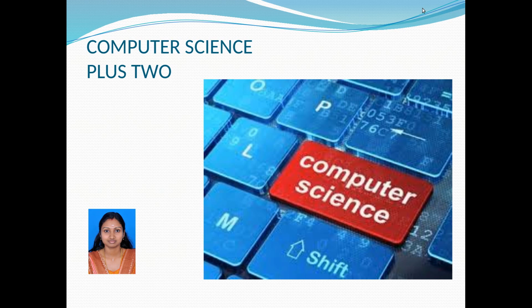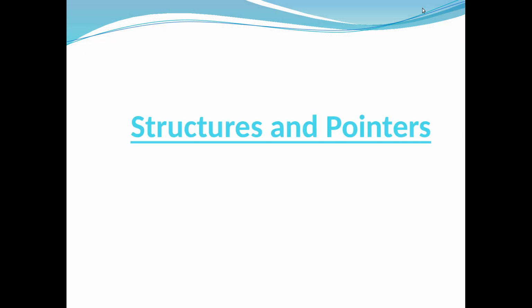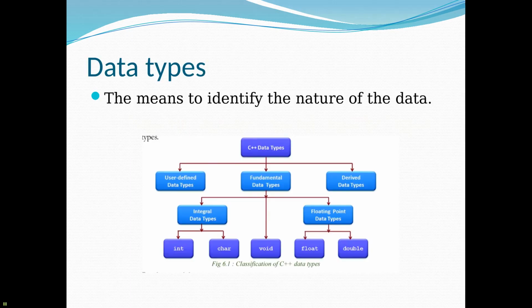Hi dear students, today I am going to take Plus Two Computer Science, first chapter, that is Structures and Pointers. Before entering this unit, we can recollect some data that we studied last year, that is data types. What is meant by data types? Data types means to identify the nature of the data, or that is used to specify the type of data.